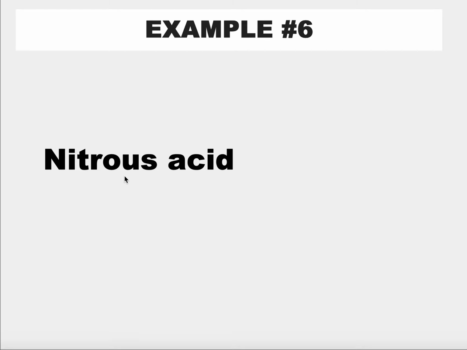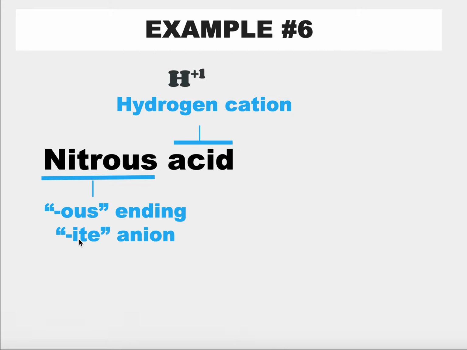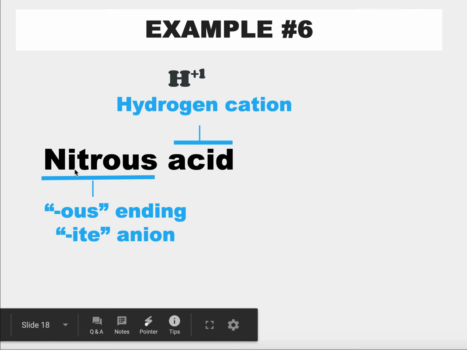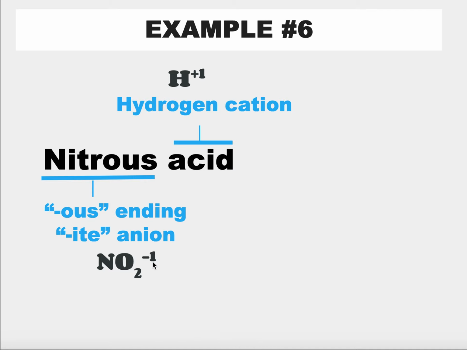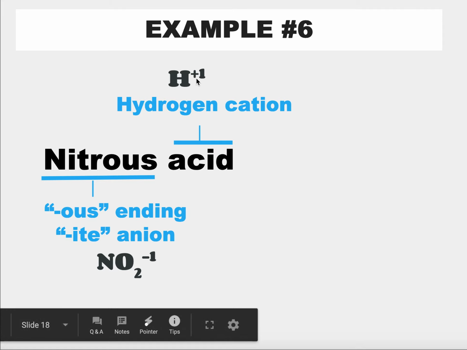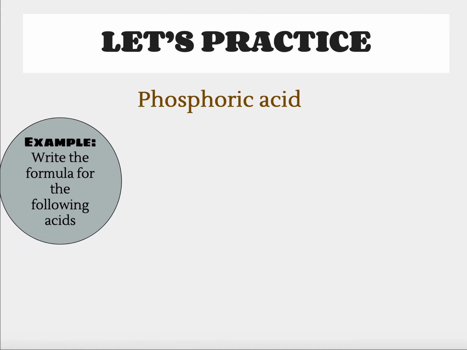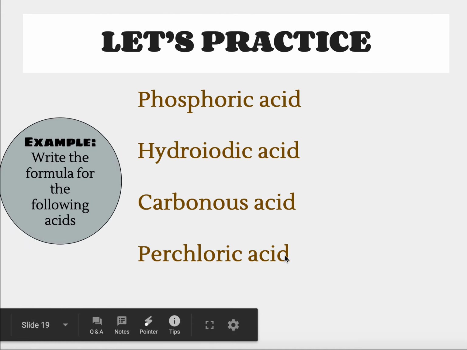One last example before we do some practice problems, nitrous acid. So again, it's an acid, so I know that it's H+1. And then nitrous, so this OUS, there's no hydro, so I know the OUS turns into ite. So I'm looking for nitrite in my pink sheet, which is NO2 with a -1 charge. Once I know my ions, I can crisscross, or I can balance the charges. The charges are already balanced, so it's just HNO2. Okay. So again, let's practice some. So go ahead, pause the video, and try to do these 4.